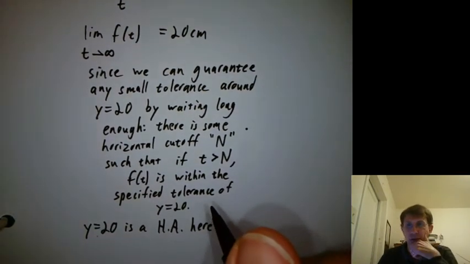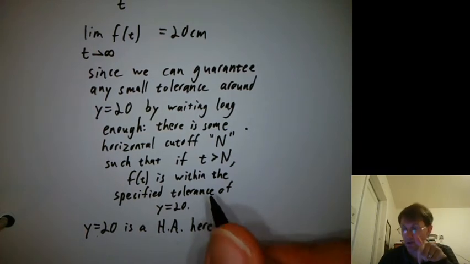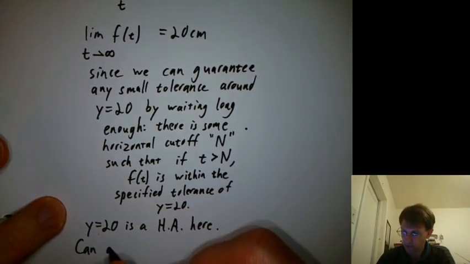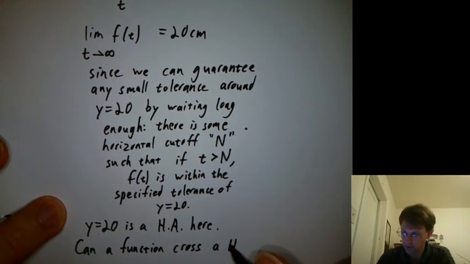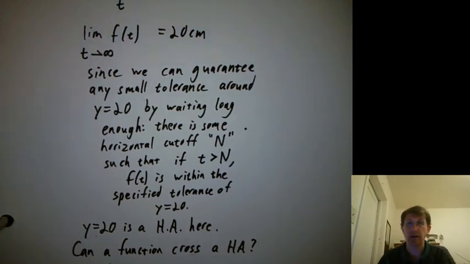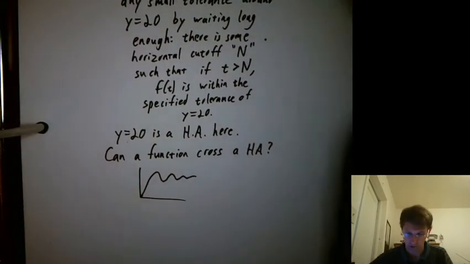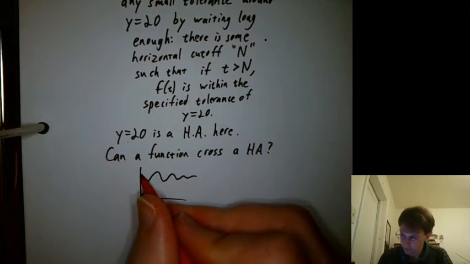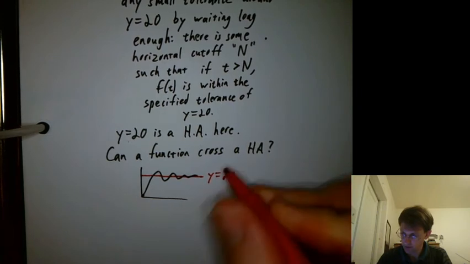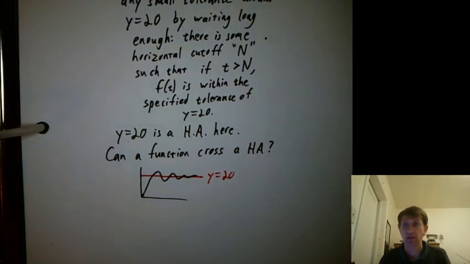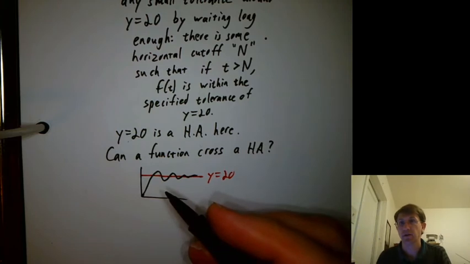And now that brings up a question. Can you cross a horizontal asymptote? Can a function cross a horizontal asymptote? Well, we just saw one that crosses it infinitely many times as you're going out toward infinity. So the answer is yes. In calculus class, a function can cross a horizontal asymptote.